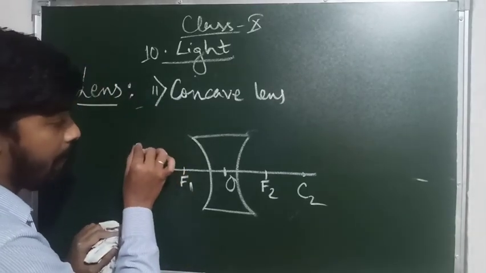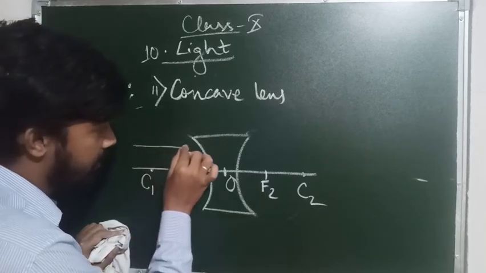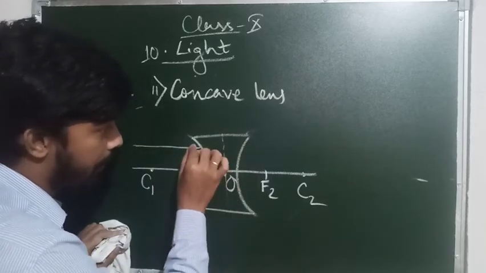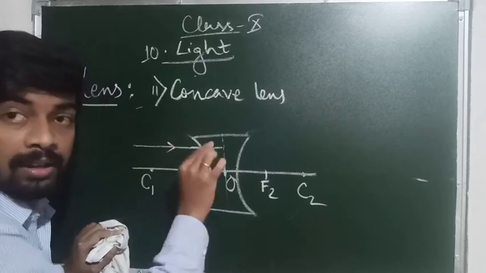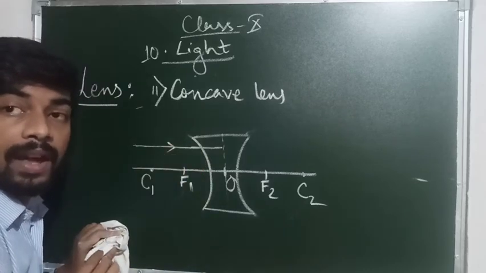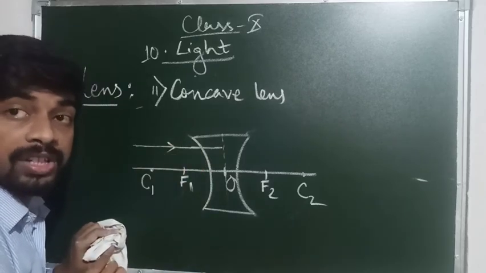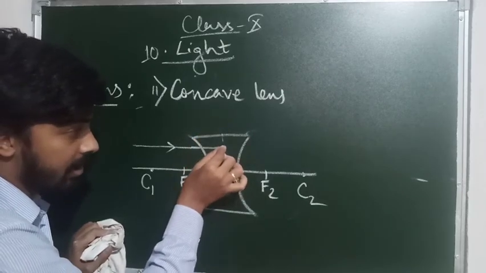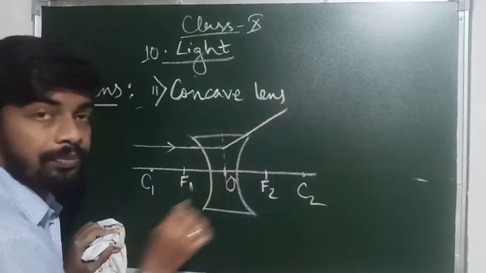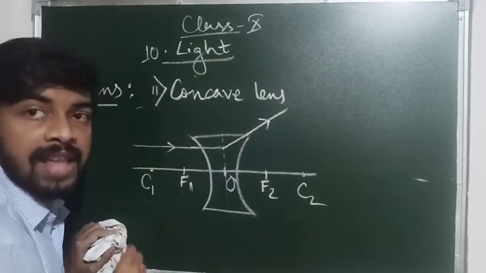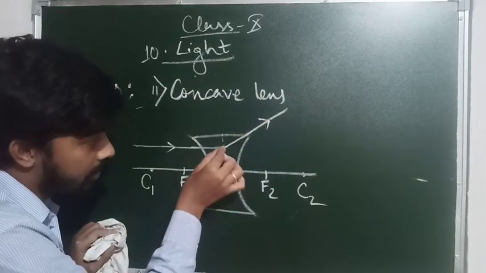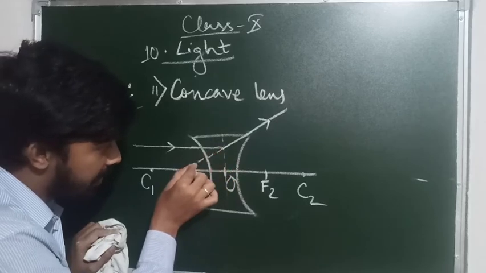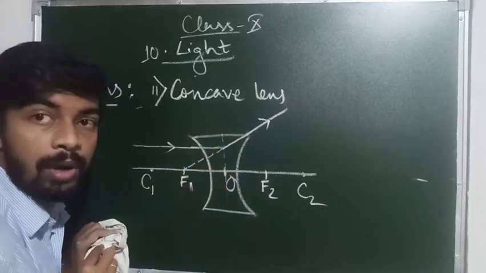When the light comes parallel to the principal axis, it goes up to the lens, straight parallel to the principal axis. Then after that, the ray will diverge. It will bend and change its direction such that the imaginary ray passes through focus number 1.